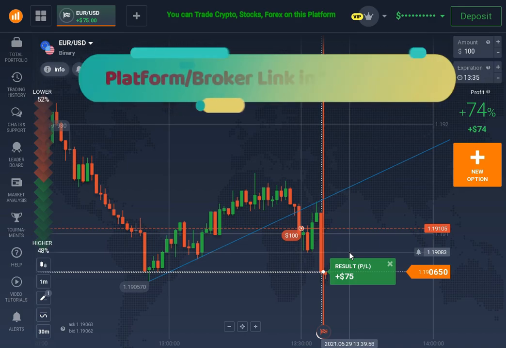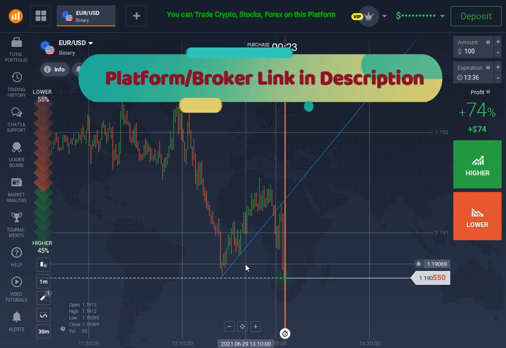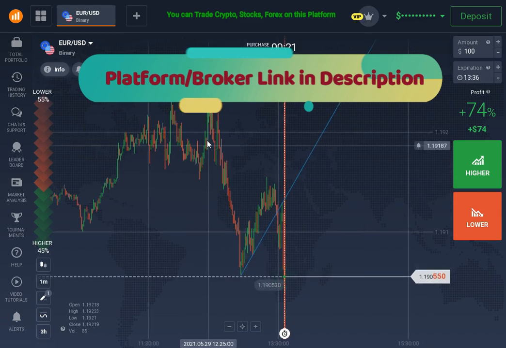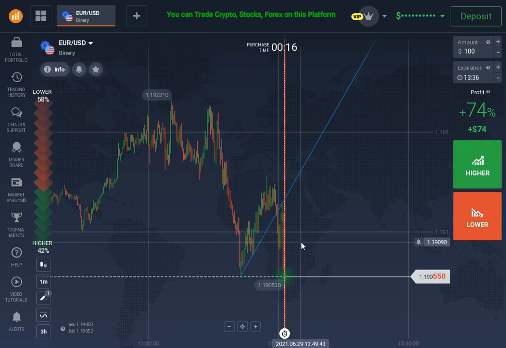As you can see, we have won this trade. Let me explain the trading setup completely. The first thing I noticed in the chart is that the market was moving in a downtrend. So it was a clear downtrend.